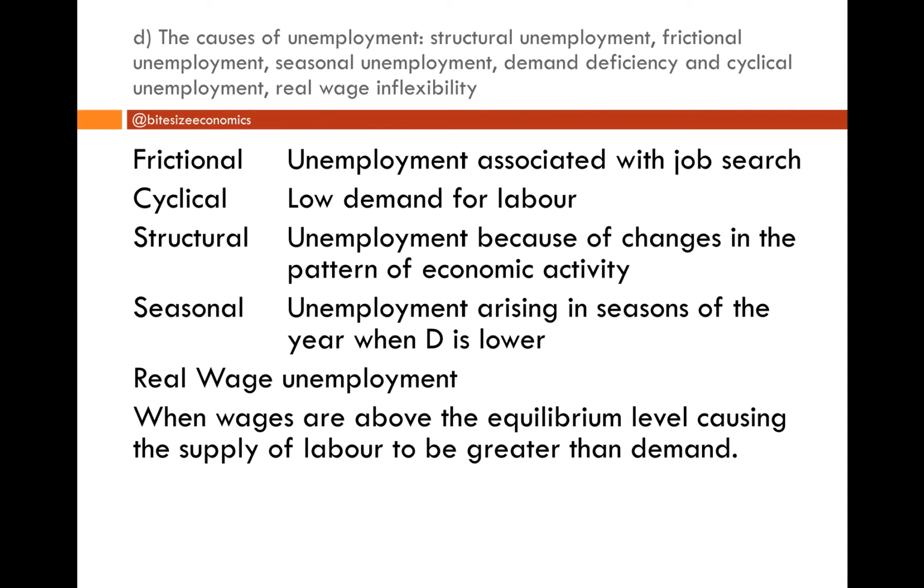Structural unemployment, well, this has got to do with the structure of the economy, surprise, surprise. So it's unemployment arising because of changes in the pattern of economic activity within an economy. So, for example, at the moment, the UK is undergoing a reduction in the steel industry, so there are more people losing their jobs. Seasonal unemployment, well, this is just unemployment arising in seasons of the year when demand is lower. So, for example, if you're a snowplower, then you're not going to have much luck in the summer.